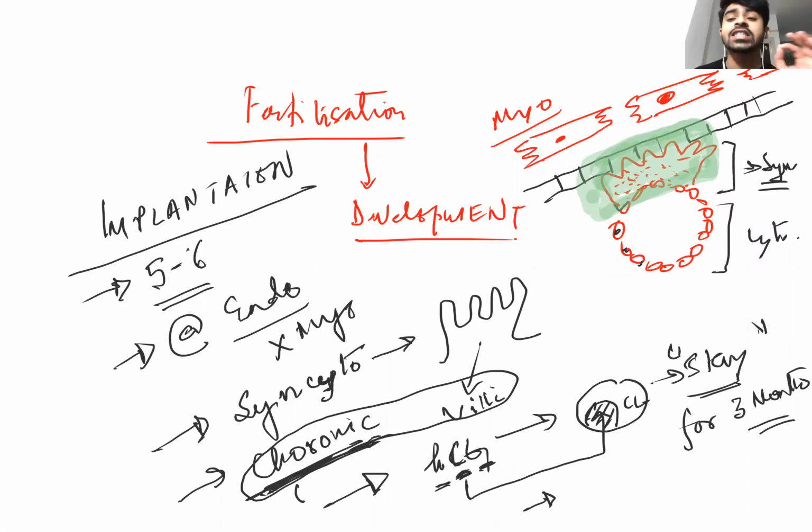Can you tell me the next topic of our discussion? Placenta. Yes, it is placenta. Absolutely correct answer. This is placenta. So placenta will be formed at month 3. So placenta is going to be formed at 3 months. It's a very, very important MCQ.